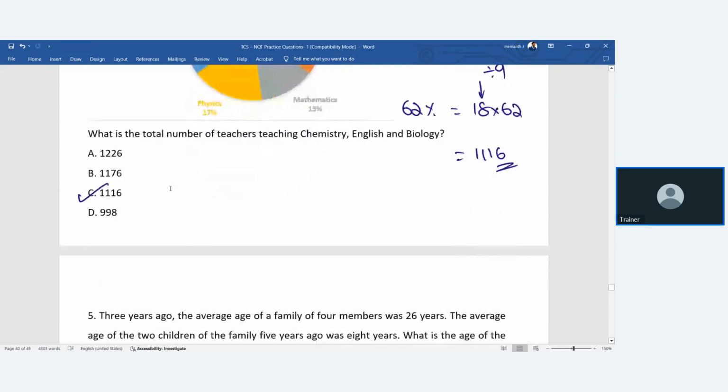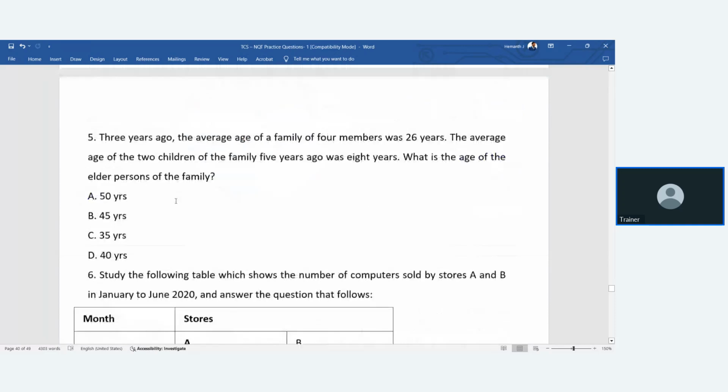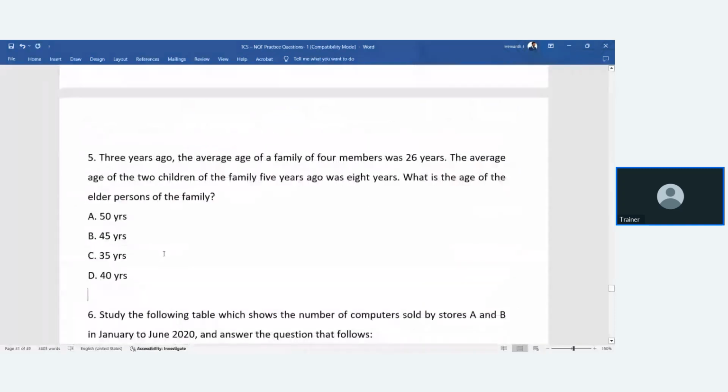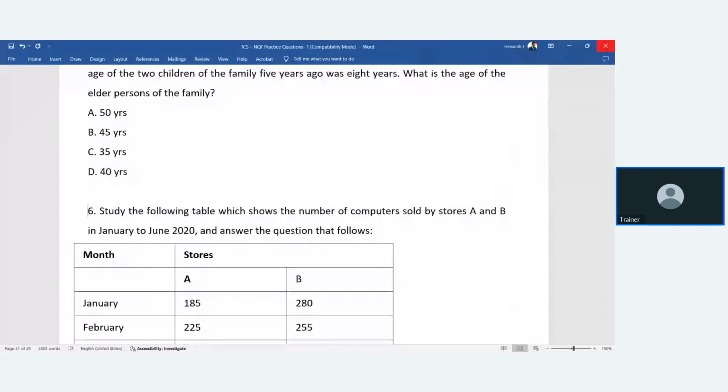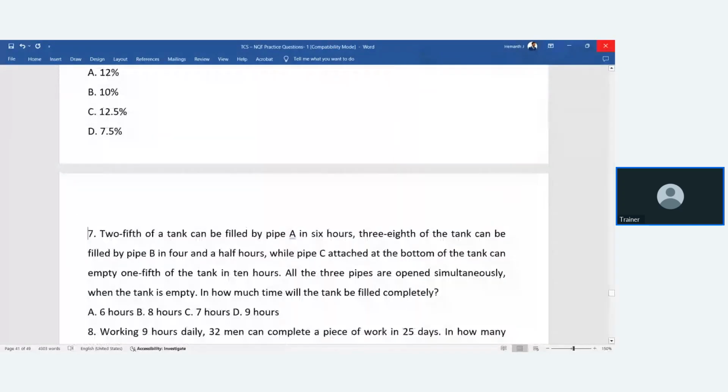Now the ages related question, then data and duration. And this question we just now completed. Okay, I'll just replace it.